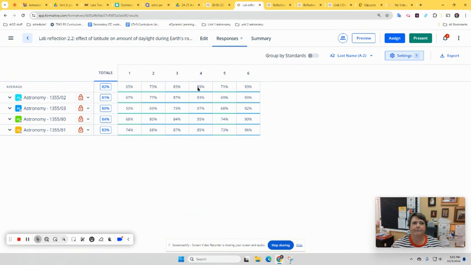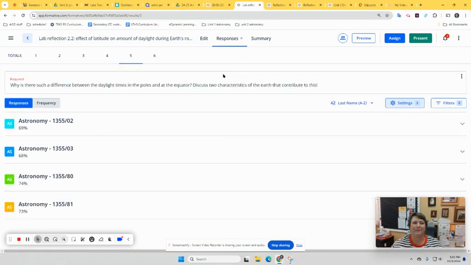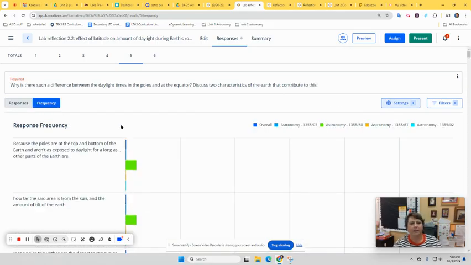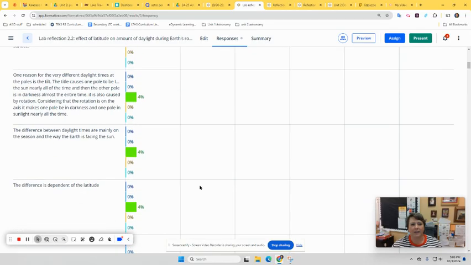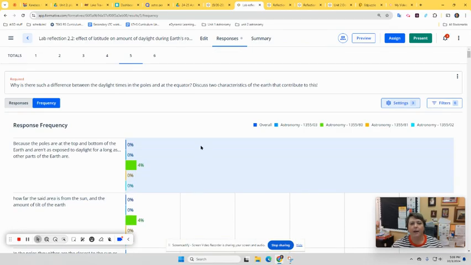Let's see. Number 5. Why is there such a difference between the daylight times in the poles and at the equator? Discuss 2 characteristics of the Earth that contribute to this. This one is weird, just because this was like an open-ended one that I had to grade.